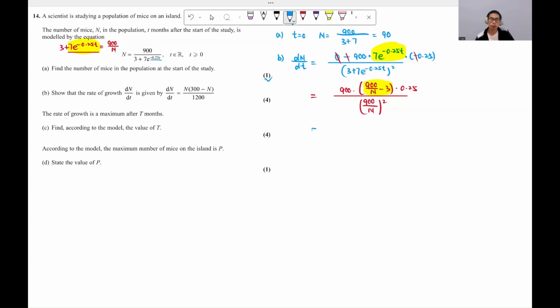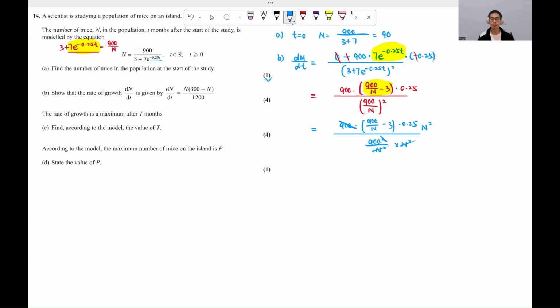So I will square the denominator. That will give us 900 times (900 over n minus 3) times 0.25, and then divide by 900 squared over n squared. Then I will times by n squared for both top and bottom. So n squared will be on top, and this will cancel out. Then to simplify, we can divide by 900 for both top and bottom, so the 900 squared will cancel out.